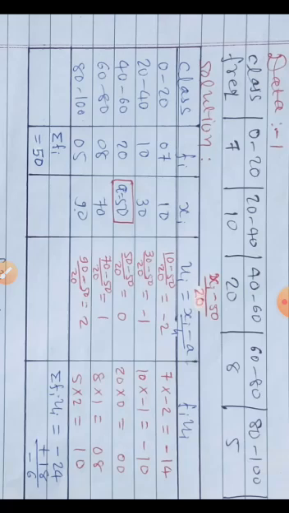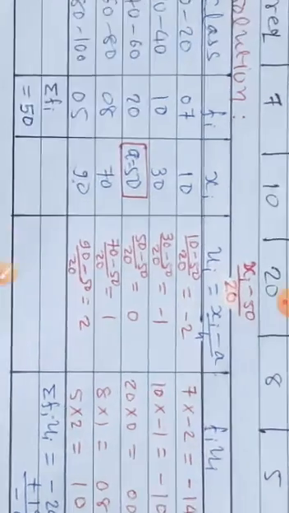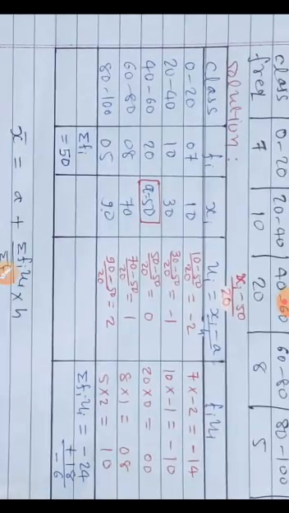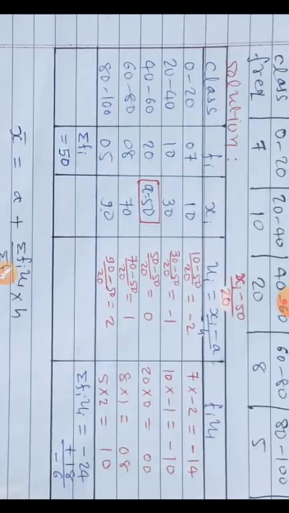So now for us a is 50, not 10. Accordingly ui is counted. You can see ui is everywhere 10 minus 50 upon 20, meaning a is 50, and class size is the same only, 20.